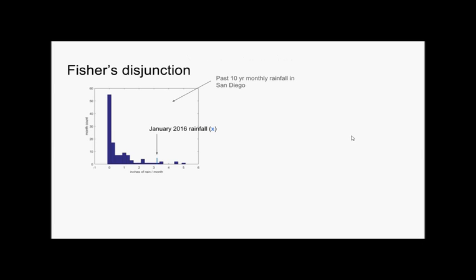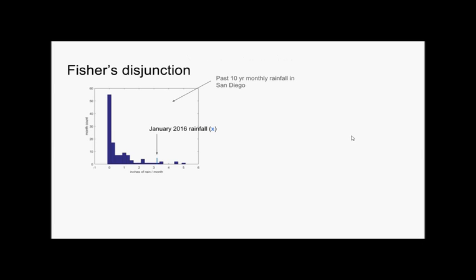So now I'm going to give you a little bit of an example of how we can calculate a p-value from a specific data distribution and apply the logic that we just learned about through Fisher's disjunction to the p-value that we calculate. And really, I'm actually going to tell you how using Fisher's disjunction might get you in trouble.